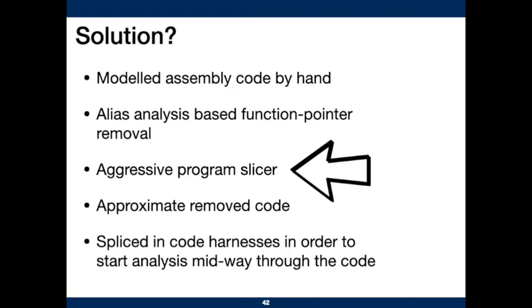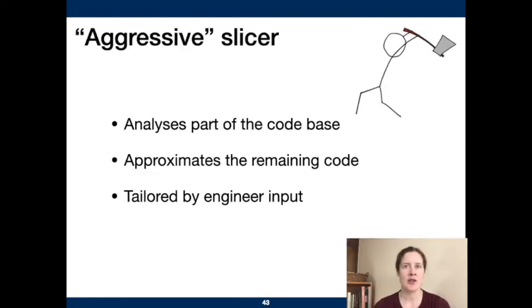Let's talk about the aggressive slicer. This is the key adaptation we made that allowed us to run CBMC on Xen. We looked at the existing slicers and we found that they either didn't remove enough code or they didn't complete on Xen. So we introduce a new slicer which aggressively removes code, including some code that might be relevant to the property. This allows us to analyze part of the code base and then approximate the remaining code that's been removed by the slicer. And this achieves scalability at the cost of precision. So we also allow this to be configured by engineering input to tailor this precision loss.